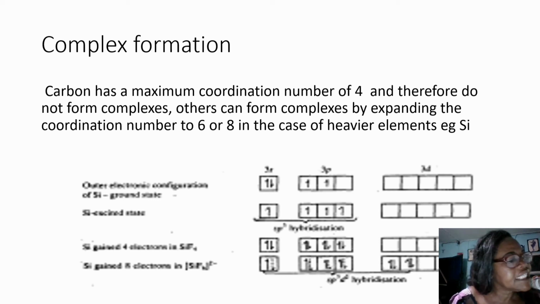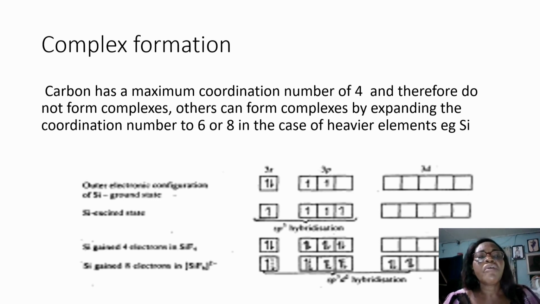Complex formation. Carbon has a maximum coordination number of 4 and therefore does not form complexes. Others can form complexes by expanding the coordination number to 6 or 8 in the case of heavier elements like silicon. They form complexes, while carbon does not because it has a coordination number of 4.